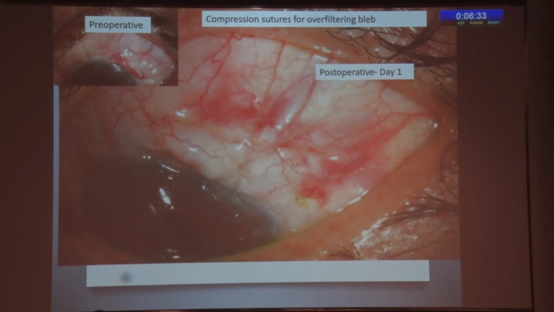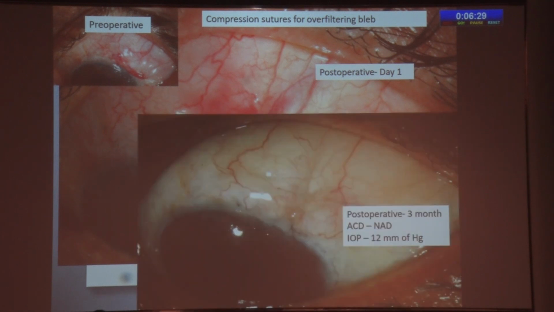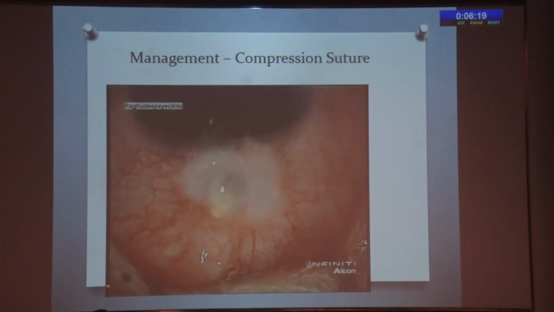This is the post-op day 1. You can see the compression of the bleb, and after 3 months, the compression is ultimate, and the pressure has gone up to 12 millimeter of mercury, and chamber depth is now normal. This is another patient, a small clip showing you overfiltering bleb.